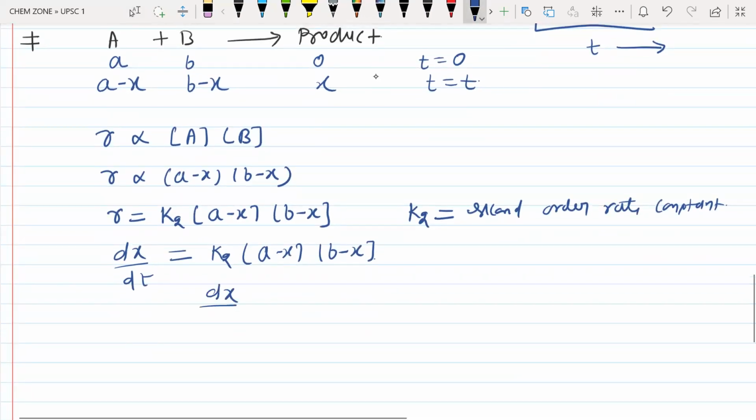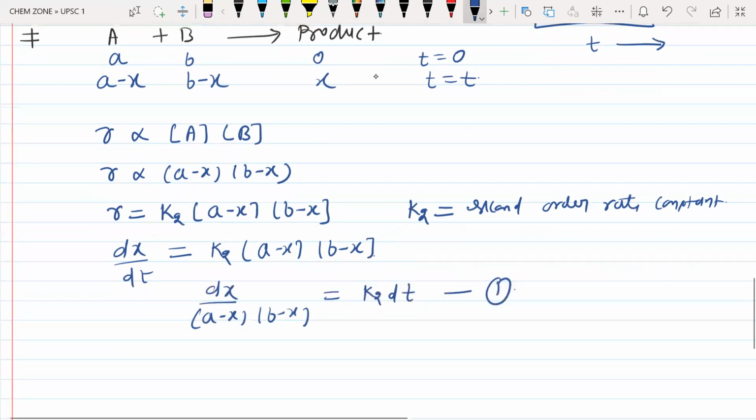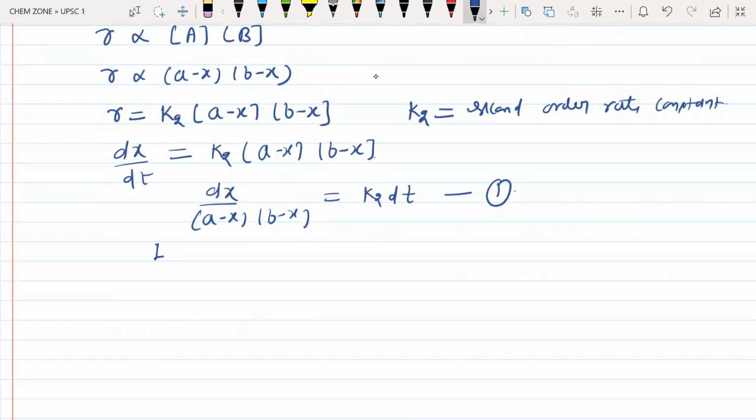Now we know that for integration, we need to separate the variables. This is equation 1. Now integrate this equation. Before integrating, we need to understand how to do the integration of this complex term.